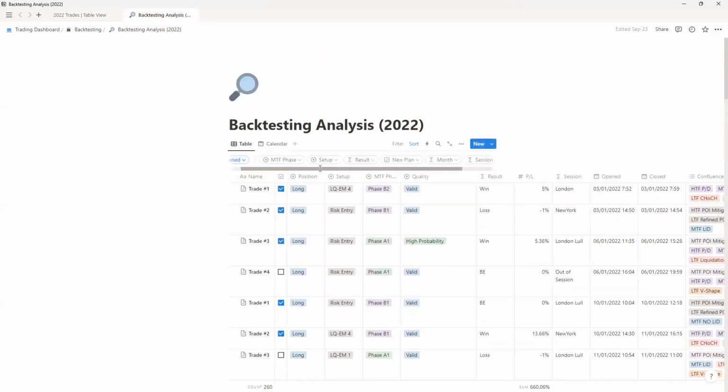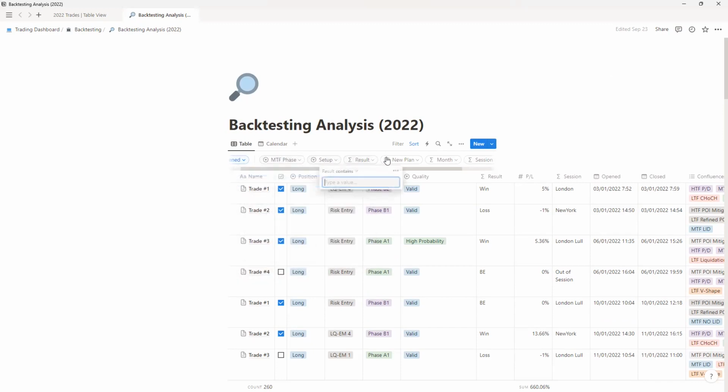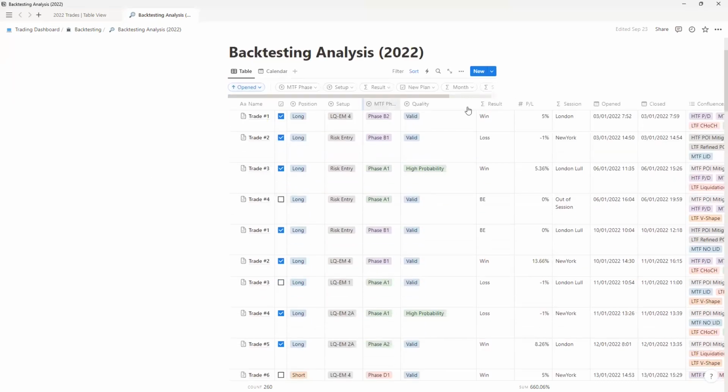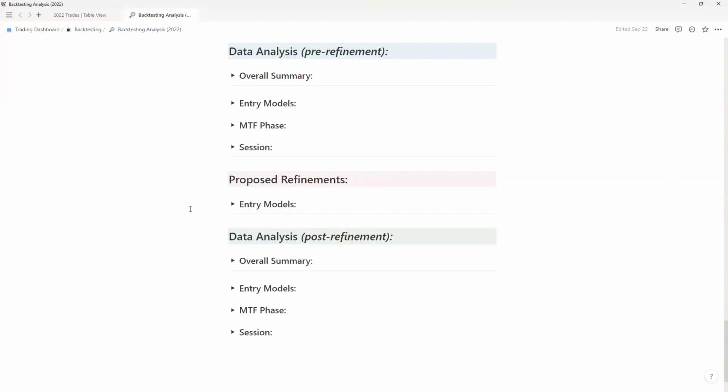and then more specifically be able to refine by certain data points like medium time frame phases, types of setups, wins and losses. This is actually something we'll talk about later, which is whether it fit my new plan or not. We've then got month, session, etc. We'll go into some more detail about that in a second. But otherwise, all of the columns here on the right, the exact same as I was showing you within the monthly breakdowns. And yeah, we'll just scroll down and I'll show you some of the analysis I did to begin with.